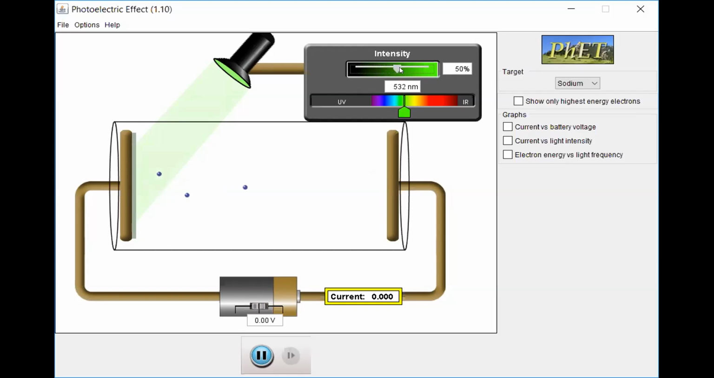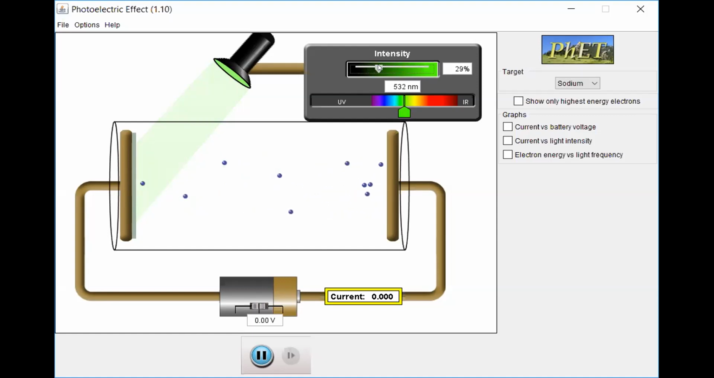If we increase the intensity, you'll notice we get more particles being ejected. Remember, these are electrons. More electrons are ejected when we have a higher intensity. Essentially, we're hitting the surface of that metal with more packets of light energy, which cause more electrons to eject. If you have fewer packets of light energy, fewer electrons will be ejected. They're still going to be ejected, but you're just not going to get as many of them.